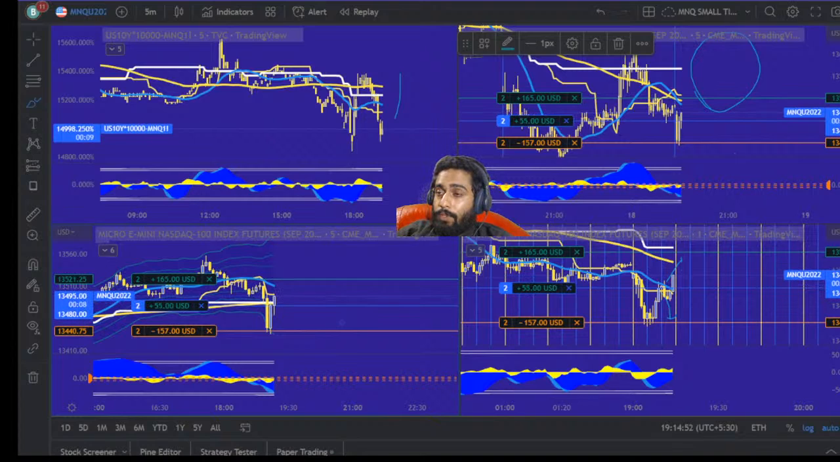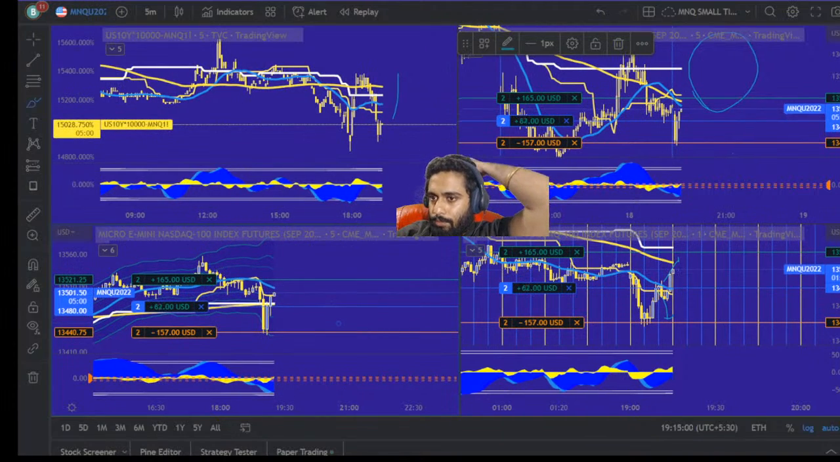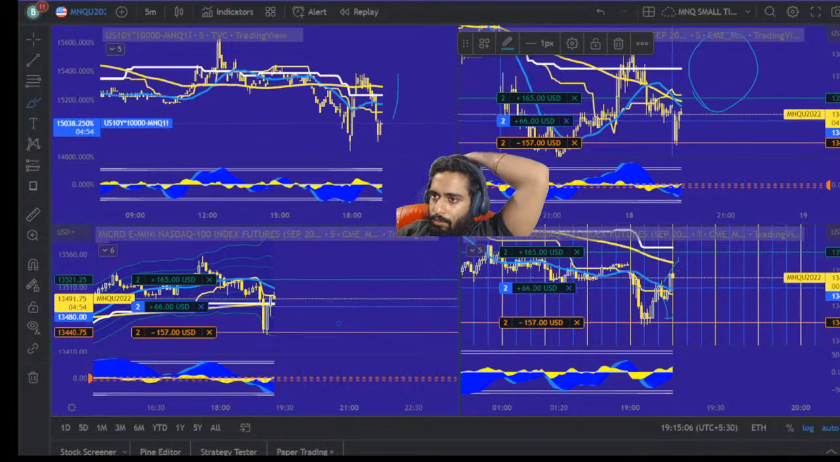Let's see if it goes up or not. It's going up, it's going up soon. So far it's been a good trade for right now. Let's see how it plays out.